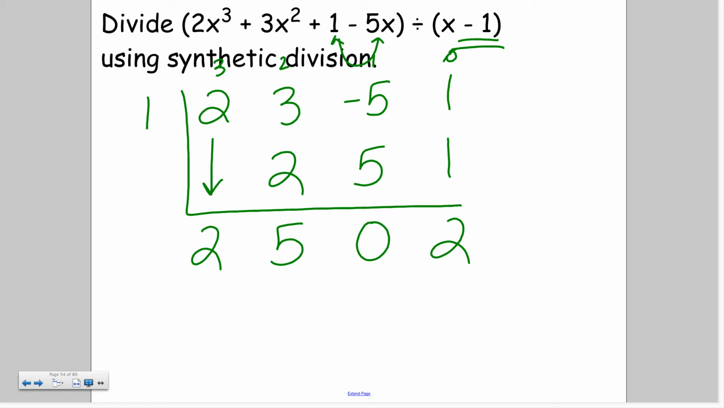Now my remainder, oh sorry, that should be 0. 0 times 1 is 1, I mean 0. 1 plus 0 is 1.